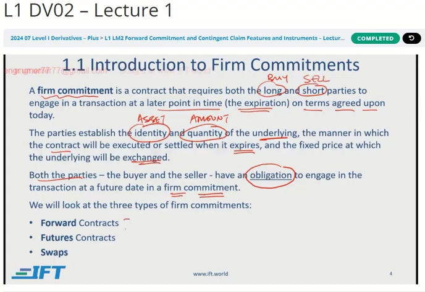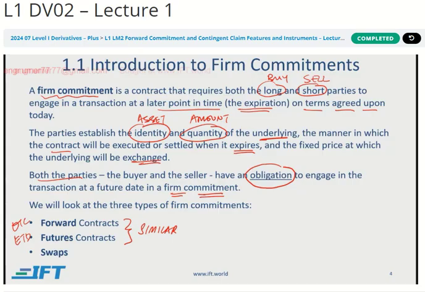These two types of firm commitments, forwards and futures, are very similar in nature. The only difference is that one is over the counter and the other is exchange traded, and we will talk more about that. Swaps are also similar, but there are some differences. In this first video on this learning module, we'll be talking about forwards and futures only. There will be a second video after this in which we will discuss swaps.